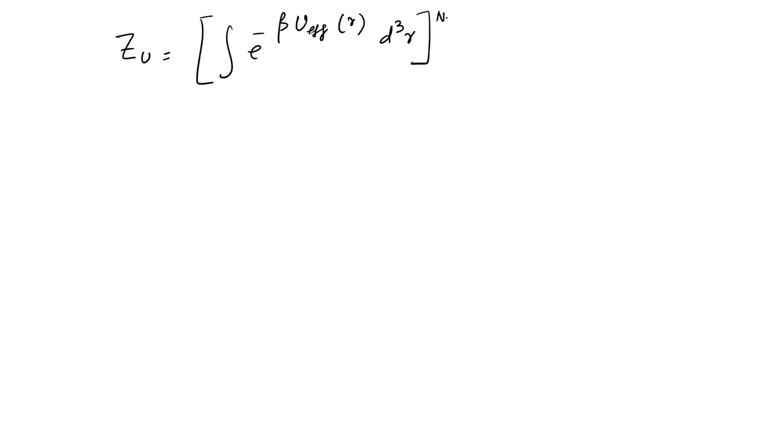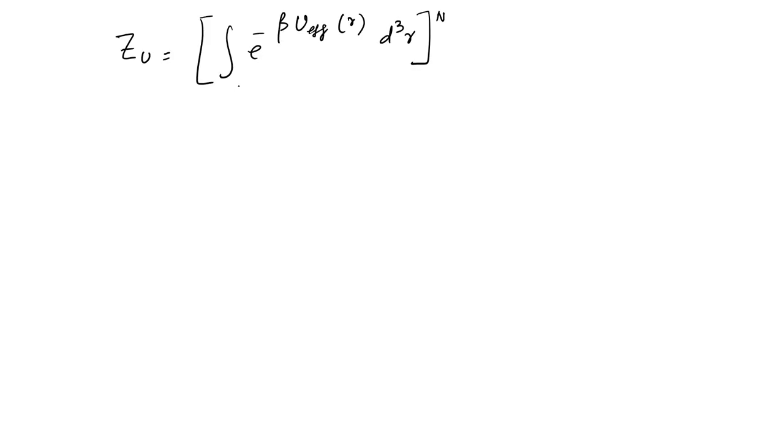Now, you see that it is like doing a mean field theory, where we have replaced the U by U effective, which is an effective potential that one particular molecule faces due to the presence of all other molecules. And that is why there are N of them. So N independent molecules, we take the partition function, which is raised to the power N, because this potential is felt by just one molecule. So this is the partition function due to one molecule.